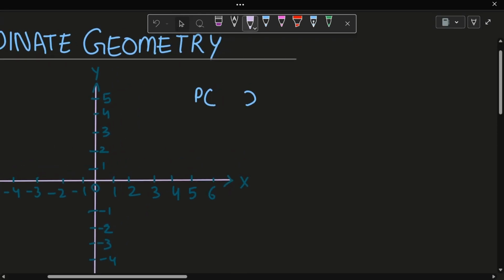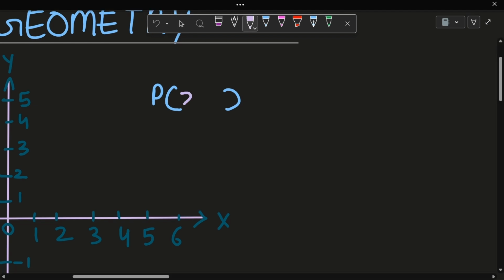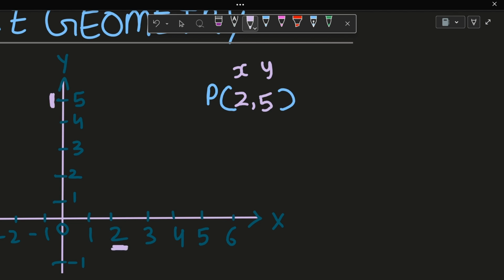Hello everyone, today I'm going to explain the basic concept of coordinate geometry. So let's understand by taking a point (2, 5). So 2 and 5 represents the coordinates x and y. Firstly, I will identify 2 on the x-axis and 5 on the y-axis, and then I'll try to join them and find the common point. Whatever point I get, that is going to be the point that we require.